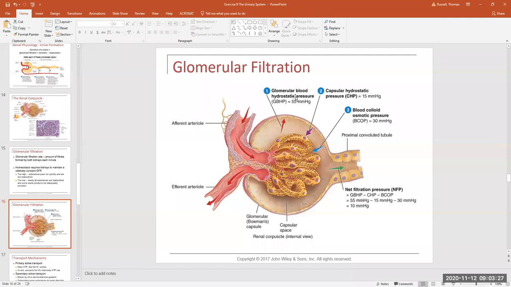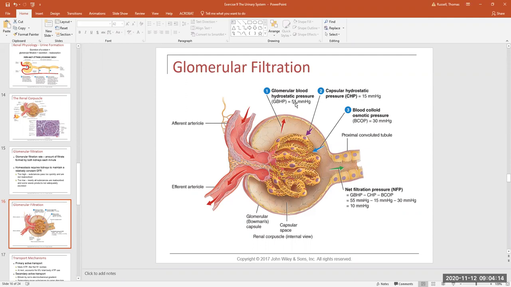And that blood pressure, or the glomerular blood hydrostatic pressure, is higher than any other capillary bed in the body. 55 millimeters of mercury of pressure is high. On average, at other capillary beds, it's about 36 millimeters of mercury of pressure at the arterial end and 16 millimeters of mercury of pressure at the venule end. So this capillary is very special for having high pressure. And also, I forgot to tell you earlier, it's the only capillary bed in the body that has an arterial feed and an arterial drain. All the other capillary beds in the body have an arterial feed and a venule drain, right? This one's different. So here's our main force.